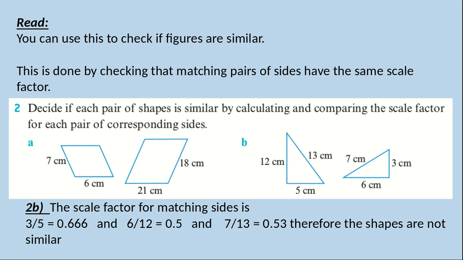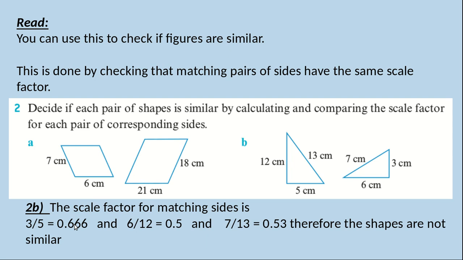Let's have a look at 2B. Again, we're going to match up sides just by going smallest through the largest. So 5 will match with 3. Next biggest here is 12, so we're going to match that with 6. And the largest is 13, so we're going to match that with 7. So image divided by original, 3 divided by 5 gives us 0.6 recurring. Then we have 6 divided by 12, which gives us half. And we have 7 divided by 13, which gives us 0.53.